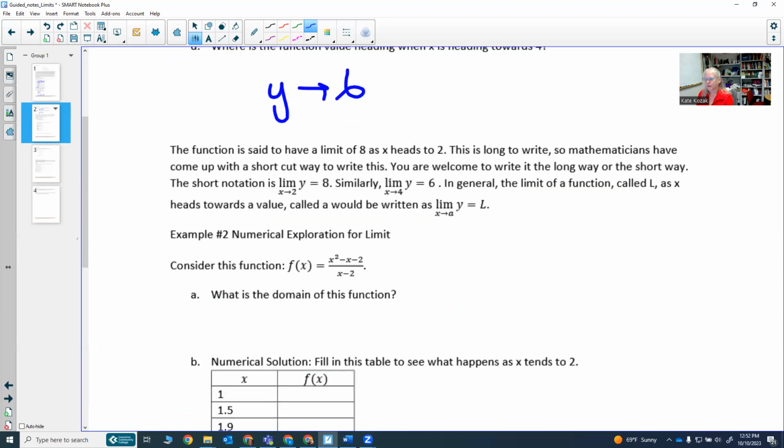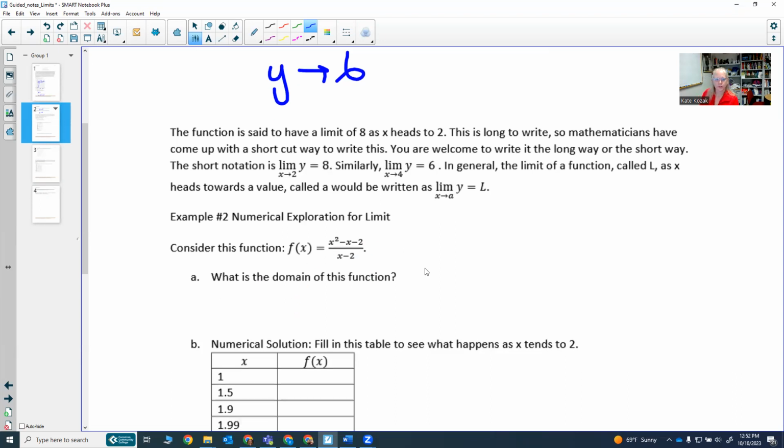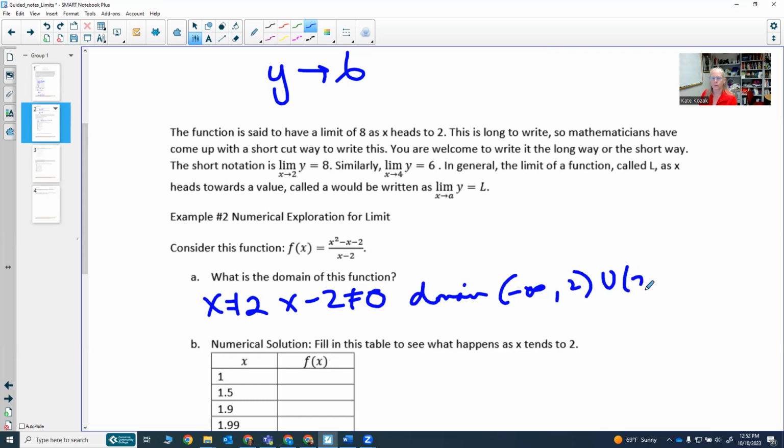So now let's do a new example. Let's find a numerical exploration for limits. Consider the function f of x is equal to the quantity x squared minus x minus 2 over the quantity x minus 2. What is the domain of this function? So the solution to this is that x cannot equal the number 2, because x minus 2 cannot equal 0. So the domain is from minus infinity to 2, union from 2 to infinity.